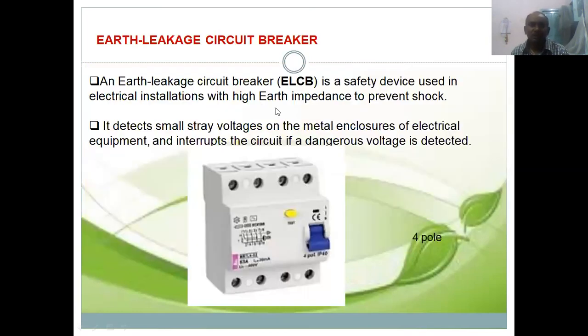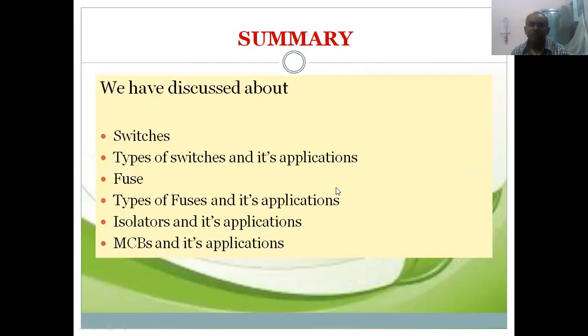Now, another family is the earth leakage circuit breaker. An earth leakage circuit breaker is a safety device used in electrical installations with high earth impedance to prevent shock. It detects small stray voltages on the metal enclosures of electrical equipment and interrupts the circuit if a dangerous voltage is detected. That means if any leakage current goes to the non-current carrying metal parts, the body parts or yoke, it automatically detects that and interrupts the circuit. Otherwise, there is a possibility of electrical shock to the operator. These are some special types of circuit breakers.